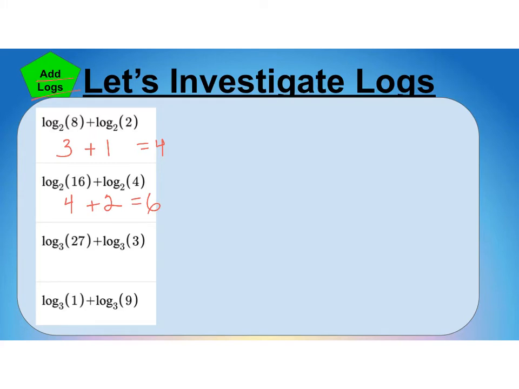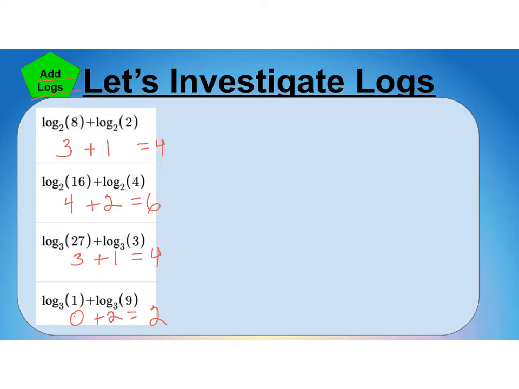Next problem, log base 3 of 27. 3 to the what is 27? That's going to be 3. Log base 3 of 3, same number, so that's going to be 1. And I have another 4. Log base 3 of 1. 3 to the what is 1? 0. Plus log base 3 of 9. 3 to the what is 9? 2, and we get 2. All right, well, I don't really see a pattern other than they all came out to be integers.